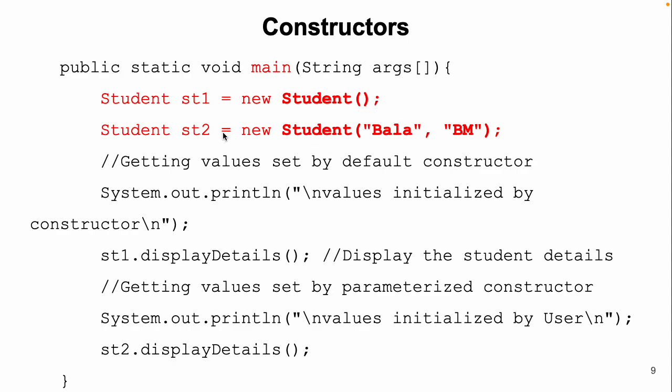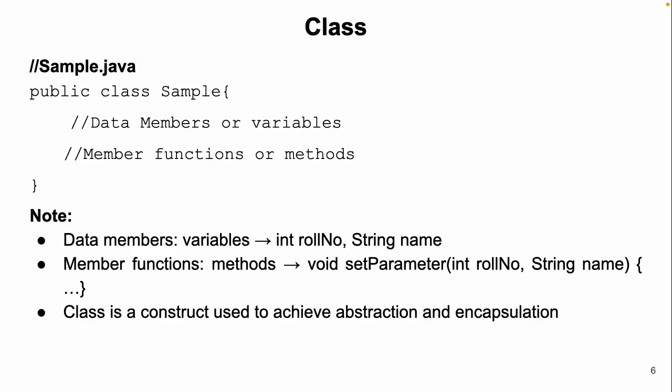Okay? Now I am trying to print the values using some method called display details. I will show the implementation of display details in the program. So it will display all the details about st1, and again I am trying to display the details about the st2 object. Okay? So I repeat.